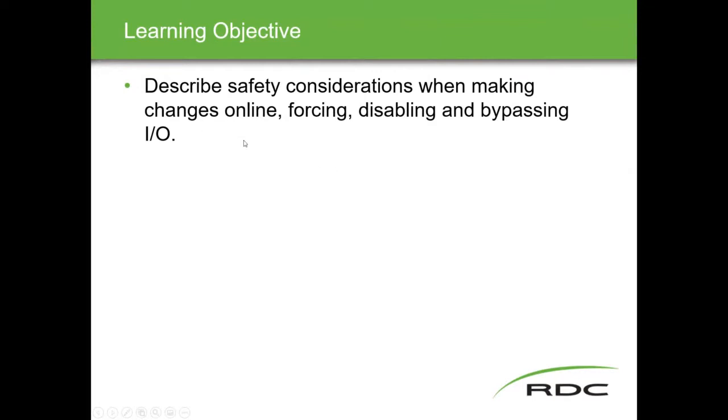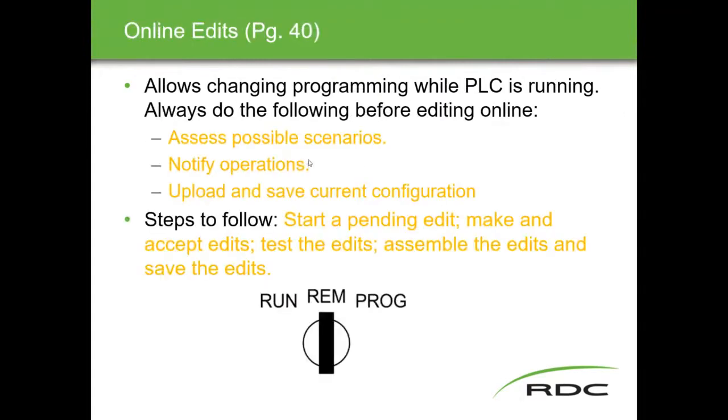So we'll look at making changes online, forcing, disabling, and bypassing I/O. And these are all functions that you can do within the PLC software program. Some of them are good tools for diagnostics, etc. But you have to be careful when you're doing it, because if you're forcing things or disabling things in a live plant, you can set yourself up for some pretty big disasters.